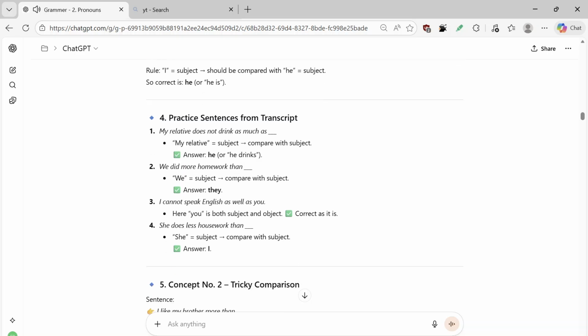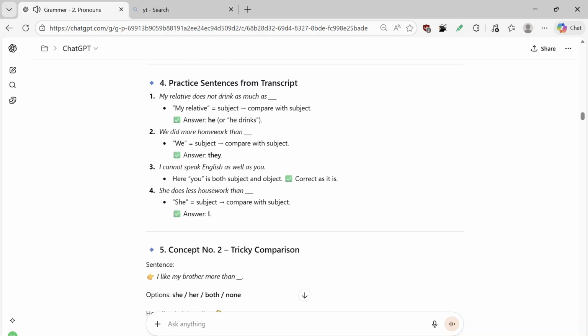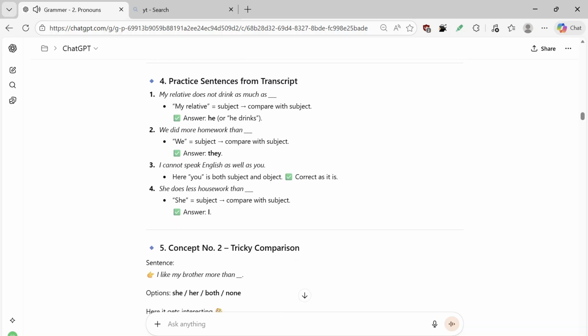Step 4. Practice sentences from the transcript. 1. My relative does not drink as much as blank. My relative equals subject, compare with subject. Answer, he or he drinks. 2. We did more homework than blank. We equals subject, compare with subject. Answer, they. 3. I cannot speak English as well as you.